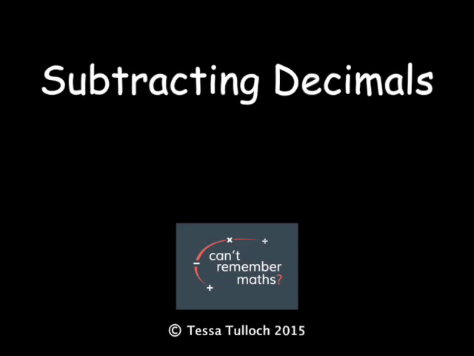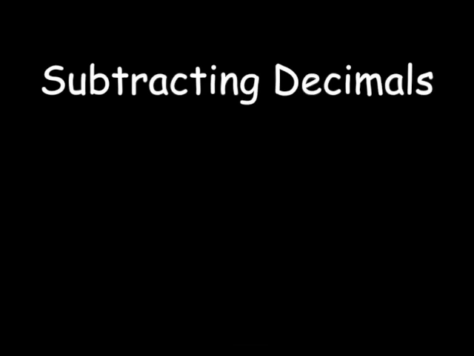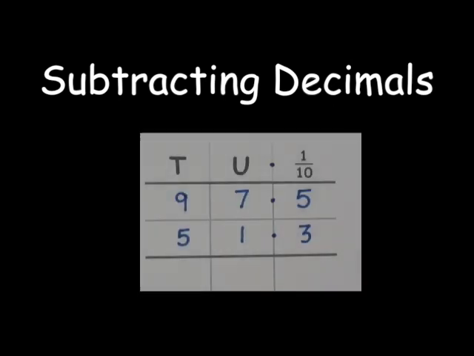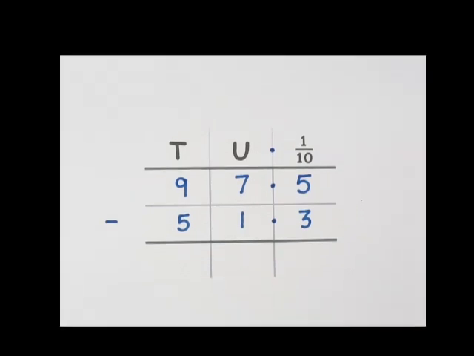Subtracting decimals. Subtracting decimals is done the same way as subtracting whole numbers. If you're not sure about subtraction, have a look first at the subtraction videos for whole numbers. With decimals, you just have to make sure that the numbers are all in the right columns by having the decimal points lined up under one another.